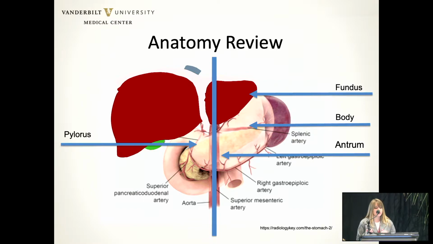What we're going to be looking at is the gastric antrum, which is the part of the stomach that is most amenable to ultrasound, given its location in the body. And you can see here on the screen, I drew a blue line right down the center where the antrum is. The antrum is at the lower left lobe of the liver, and you can see a little bit of the pancreas, and then the abdominal aorta is right behind it.